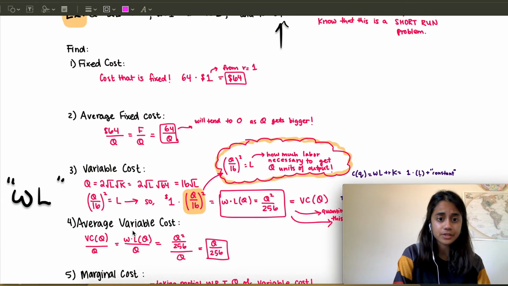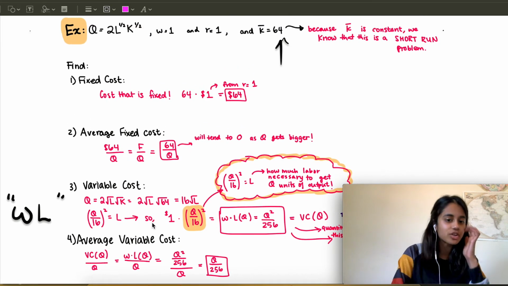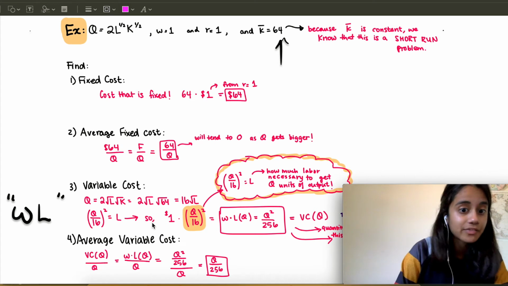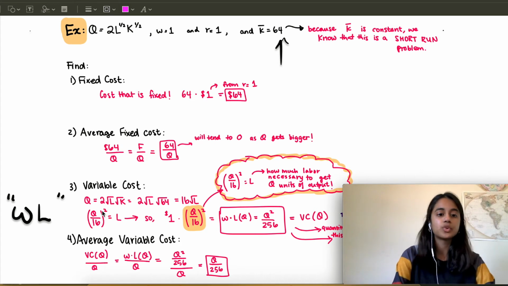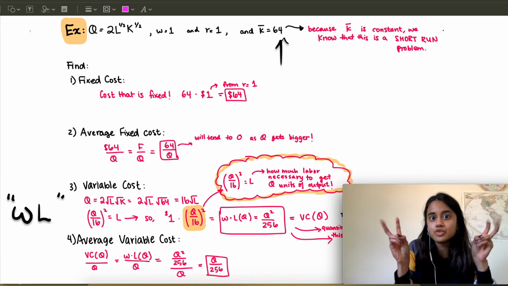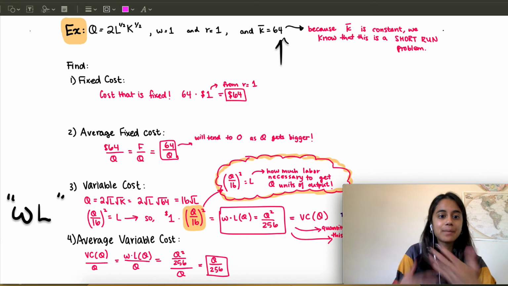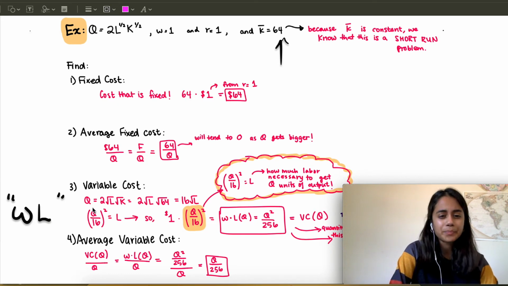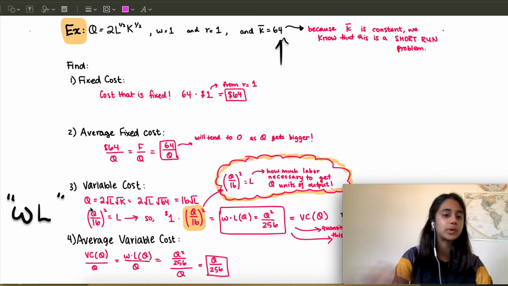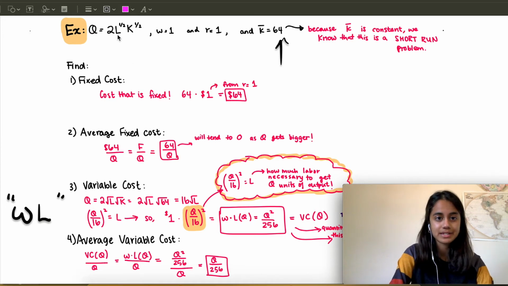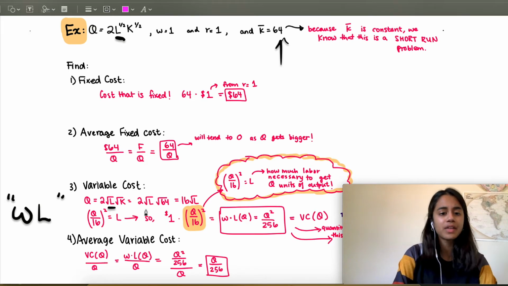Variable cost here can get tricky, but everything else is pretty straightforward after that. Now we're looking at the W times L portion of it. For this problem, we need to know what the L is, what the labor function is. What we do here is, we have our quantity equal to 2 times the square root of L times the square root of K, because the 1/2 power is the same thing as a square root. And then we know our K.